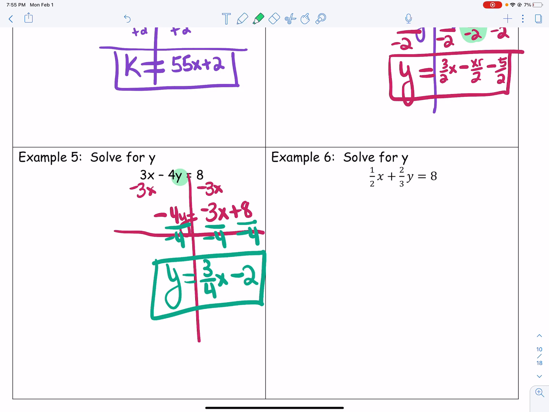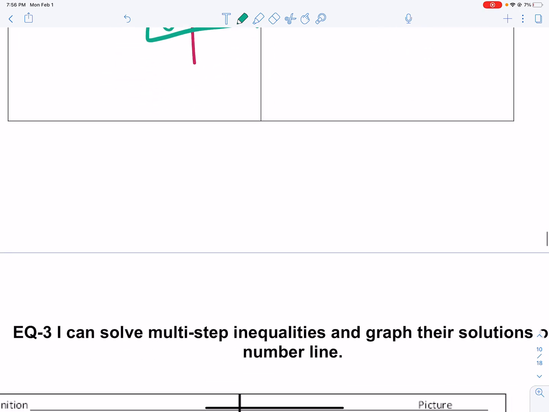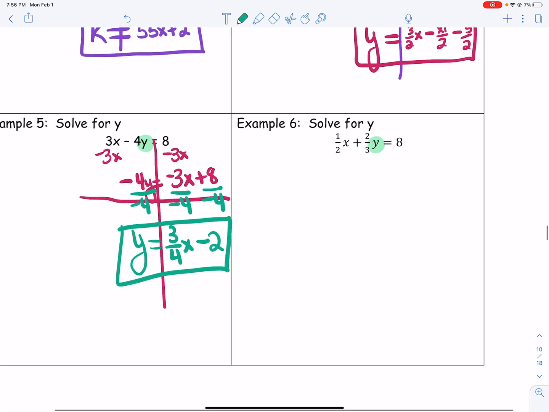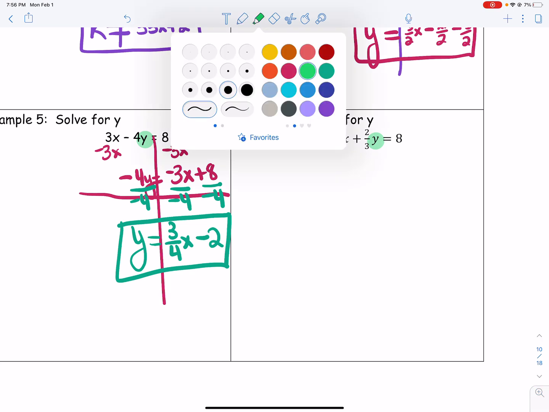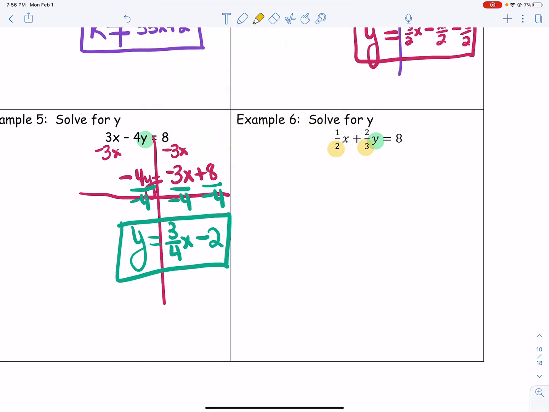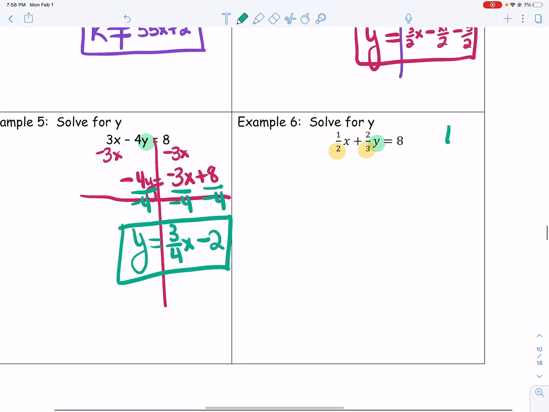Okay. Then I have this one. Now, here's my thing. My y is right here, but I have fractions. And fractions are difficult. So I personally, especially in Algebra 1, if you look at, I'm just going to use a different color. If you look at the denominators, I have a 2 and I have a 3. So the LCM between 2 and 3 is 6. And so can't I multiply every single thing by 6? It's legal as long as I do it to everything. And by doing that, I'm going to get rid of my fractions.